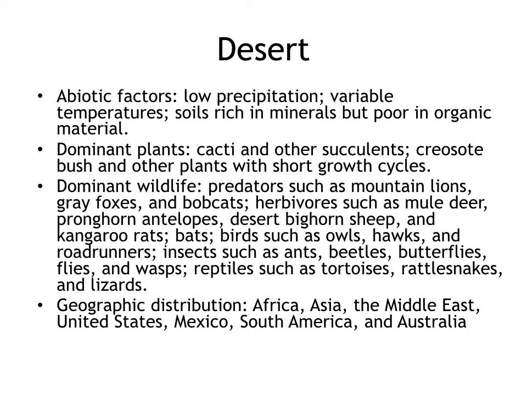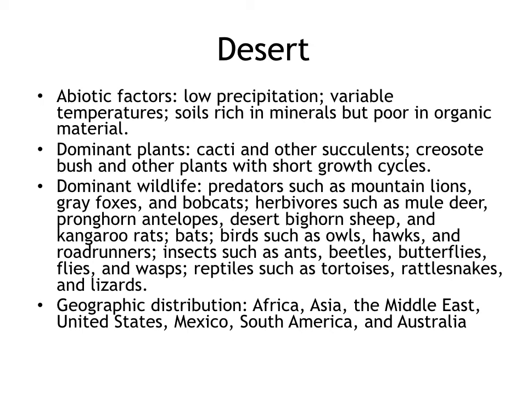If we look here at the desert, this is going to be the last one we do today. Low precipitation, variable temperatures, soils rich in minerals but poor in organic material. All right, you're not going to have a lot of plants growing in the desert. You're going to have your cacti and other succulents. You're going to have plants with short growth cycles that are really able to survive in situations of very, very low water. The dominant wildlife are going to be predators such as mountain lions.